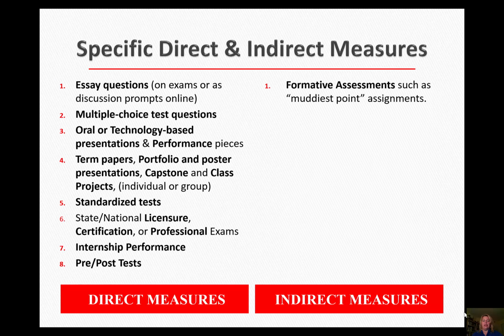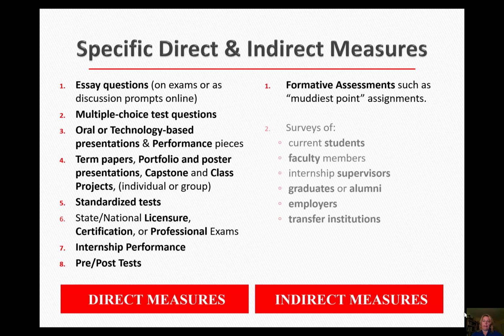Now let's talk about indirect measures. All those formative assessments that we've talked about before, such as muddiest point assessments and different formative assessments along the way that a teacher uses to help inform their teaching and to understand where the students are at, but that are not used to grade the student, that are oftentimes used to assess their perception or their feelings about something so that we can improve how we're teaching.